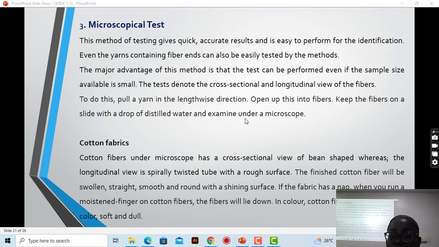Now, you can buy distilled water from the counter. Even some pharmacies sell distilled water. You can also make distilled water yourself at home. How do you make distilled water? How do you make distilled water at home? Vapor? Okay, something like that.